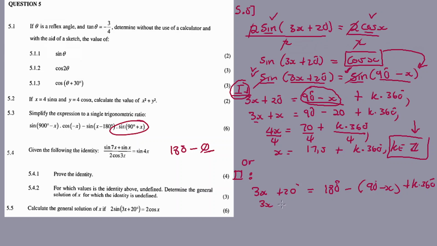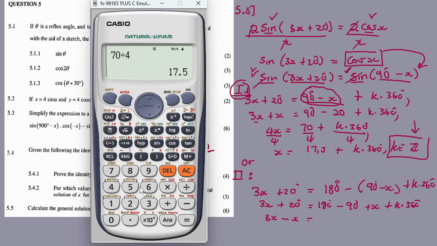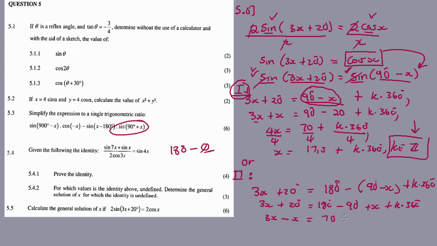Then we solve for x. 3x plus 20 equals 180 minus 90 plus x, plus k times 360. 3x minus x on the left, and then 180 minus 90 minus 20, it's 70 again, plus k times 360 degrees. 3x minus x is 2x, equal to 70 plus k times 360.